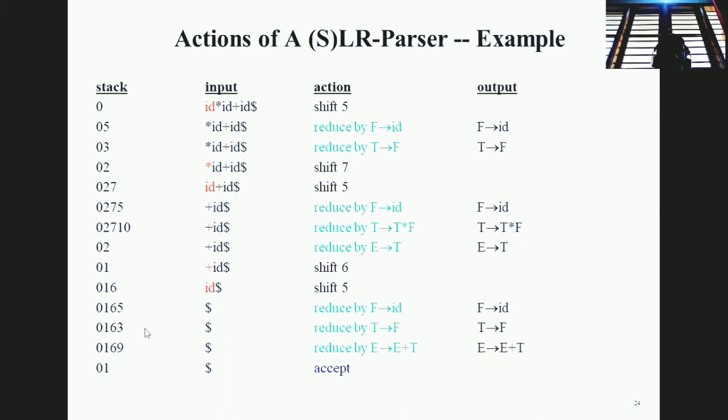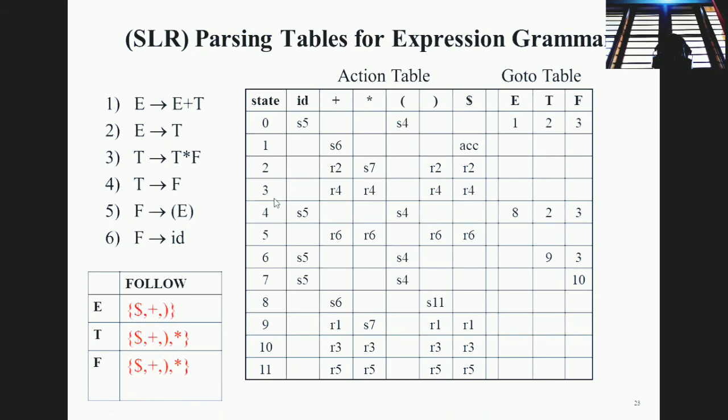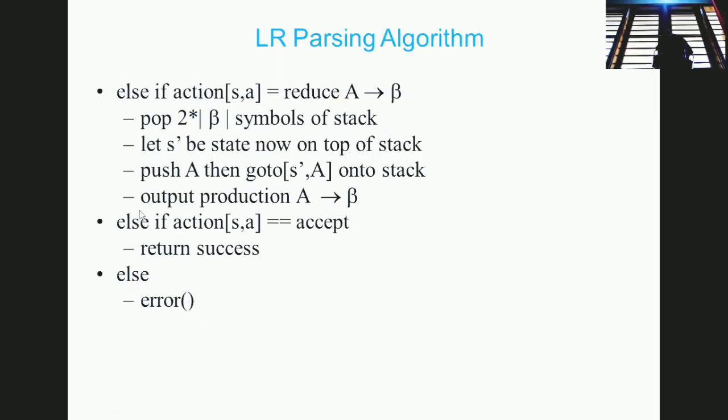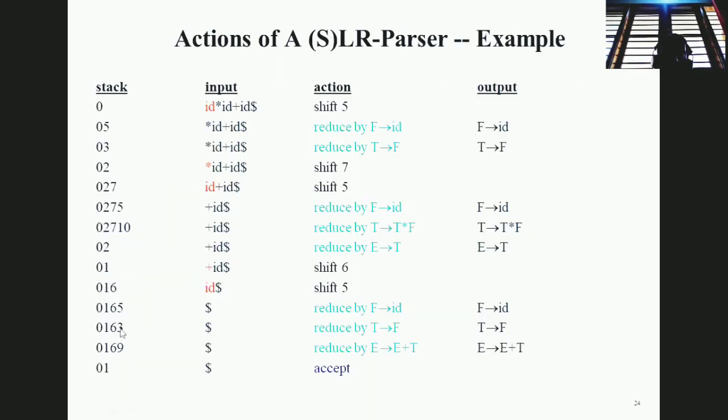Now, 3 is the top of the stack. Dollar is the input symbol. I must see what is 3 on dollar. Now, 3 on dollar is nothing but R4. So when I say R4, it is nothing but T tends to F. So I'm supposed to pop one element from the stack. So I'm supposed to pop 3.